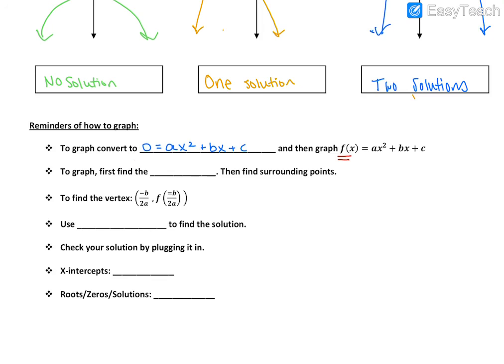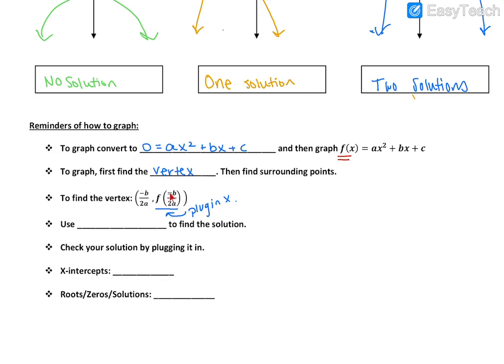To graph, you have to first find the vertex, then find surrounding points. So you're going to find your vertex. In order to find your vertex, you also have to find your axis of symmetry. To find the vertex, your x value is the opposite of b over 2a. Plug that in. That's all that says. Plug in x to the equation, and then you'll have that.